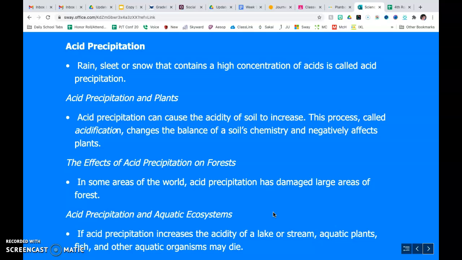If acid precipitation increases the acidity of a lake or a stream, all things that are there are going to be affected. Your aquatic plants, your fish, and other aquatic organisms may die due to that.